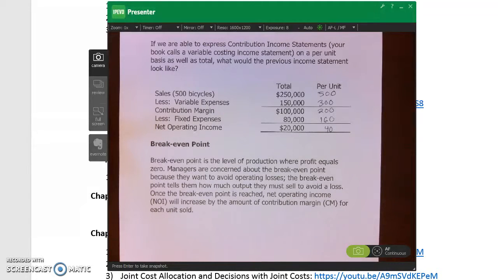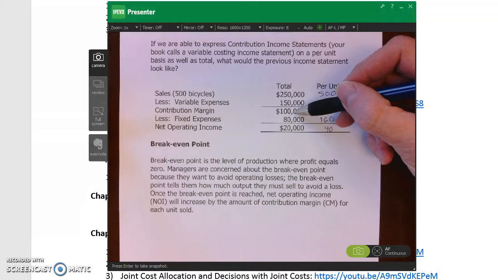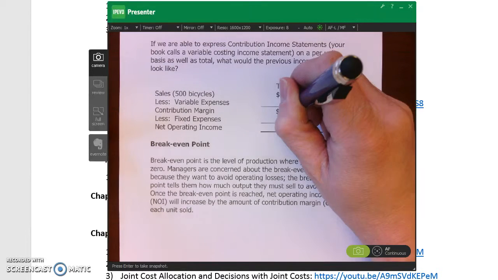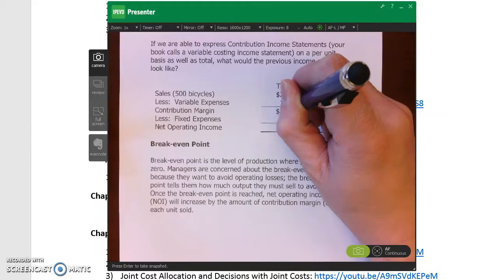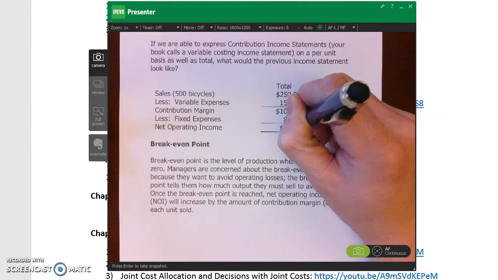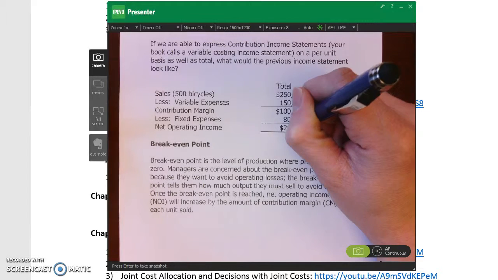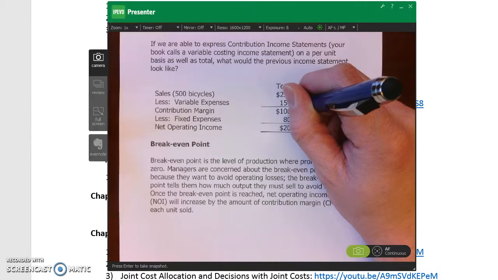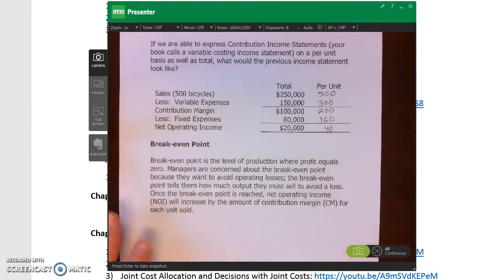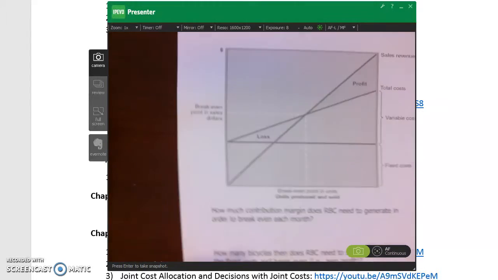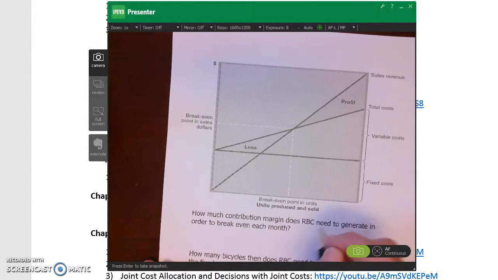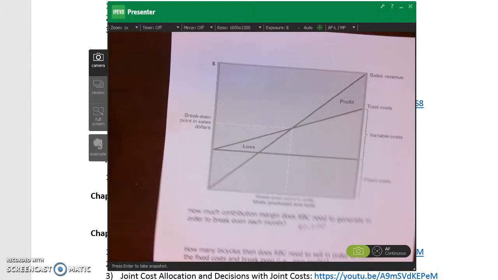Okay? And basically what you're really asking is, how much contribution margin do I have to generate in order to cover my fixed expenses? Because if contribution margin is 80,000, that means net operating income is 0, because 80,000 minus 80,000 gives me 0. So really the question is, how much do I have to sell to get $80,000 worth of contribution margin? Okay? And that's what I'm saying over here. How much does RBC have to generate? How much contribution margin do they have to generate? 80,000. Okay?